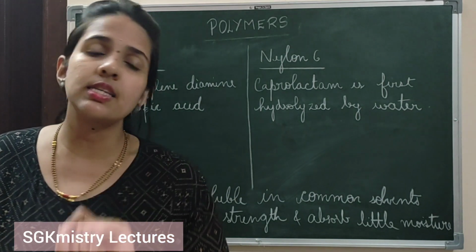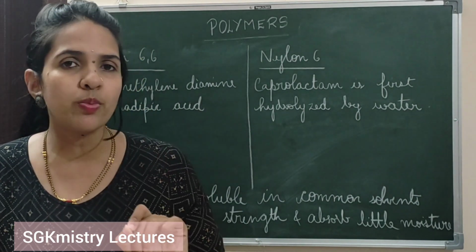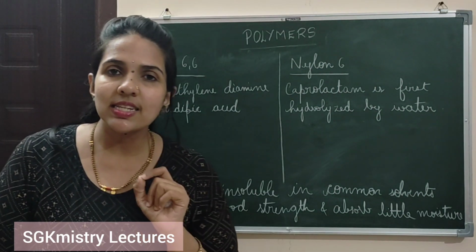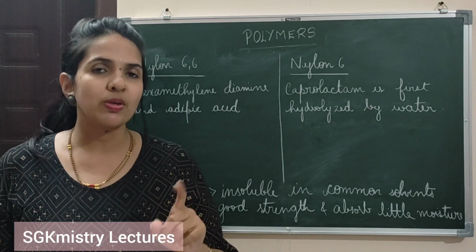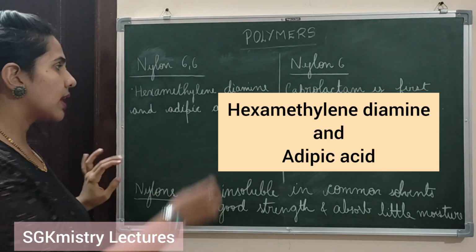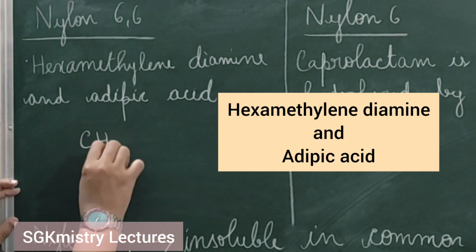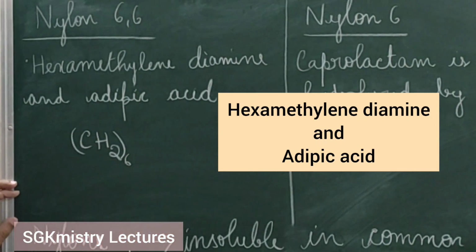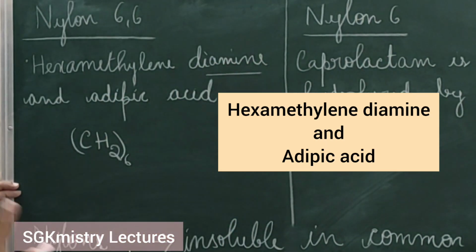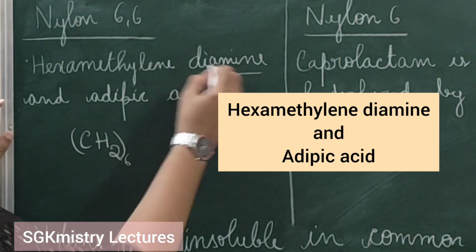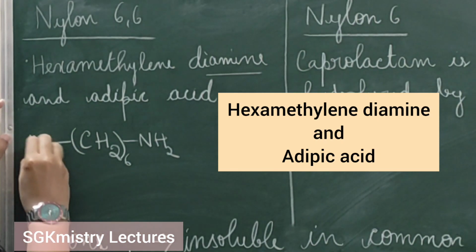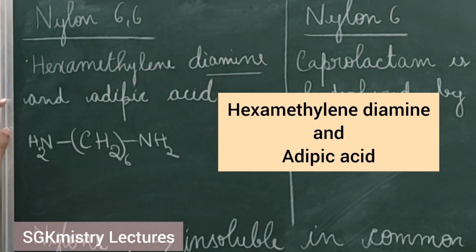So why do you call this nylon 6,6, and what are the different monomers that are used for the preparation of this nylon 6,6? Nylon 6,6 is produced by making use of two monomers, that is hexamethylene diamine and adipic acid. The methylene group, we know that it is CH2. So hexa is nothing but 6 times. Hexamethylene diamine is a bifunctional monomer, a diamine. So there are two amino groups on either side. This is the formula for hexamethylene diamine.